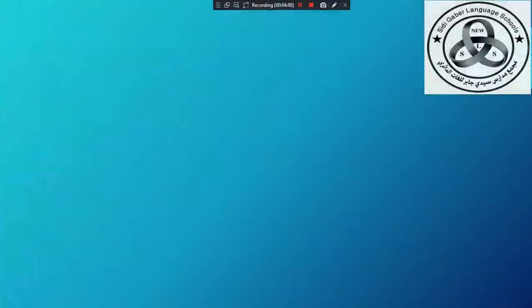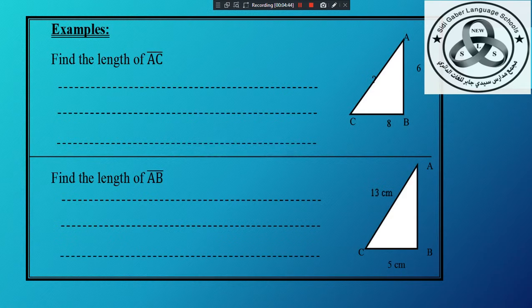Now, you can open your booklet, page 52, to solve more exercises on the theorem. The first example which we have asks me to find the missing side which is AC. So I have to ask myself, AC is the hypotenuse. So which rule can I use?